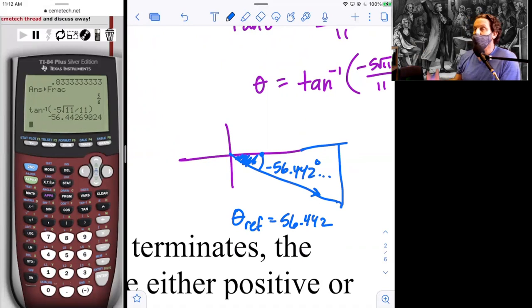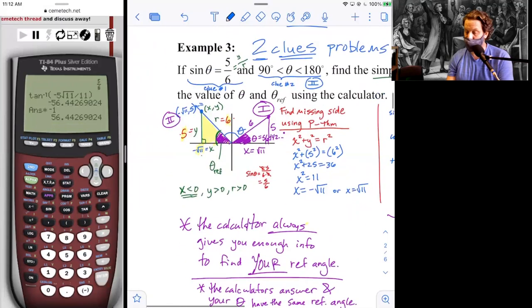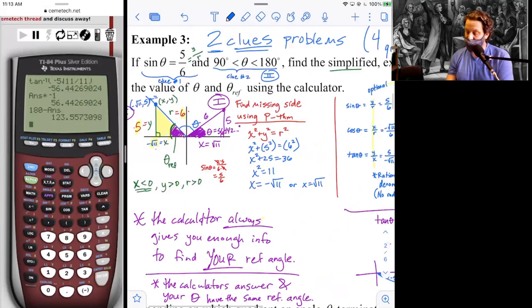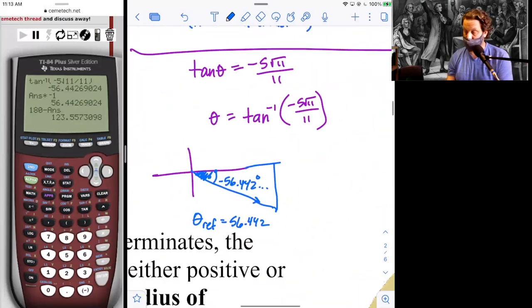So guess what? Now that I know that's my reference angle, I go back to my picture and I'm like, oh, now I'm stopping that much short of 180. So again, I do 180 minus the answer, and boom, you get 123. Okay. So why did the calculator give me an answer in quadrant 4?